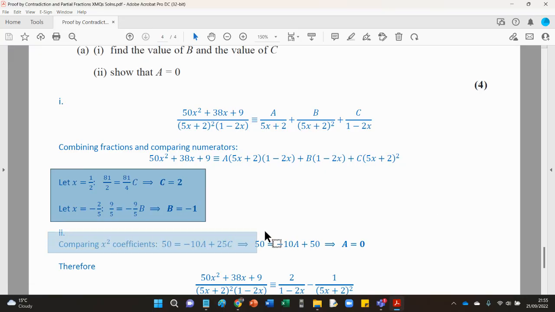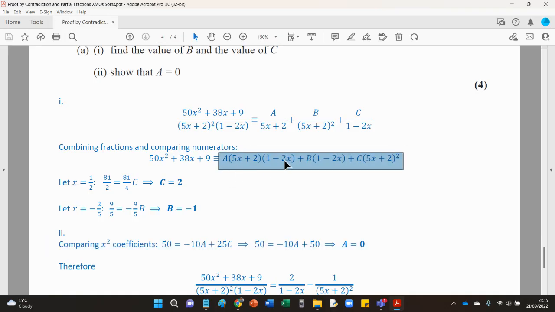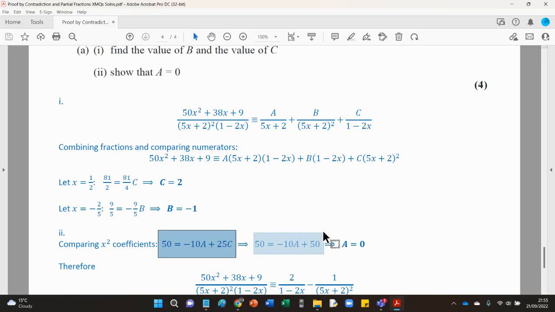Alternatively, we could compare x squared coefficients again. Not quite as simple as last time, because x squared terms on the right will come from 2 places now. A times 5x times minus 2x, that'll give you minus 10a x squared, and c times 5x times 5x, which will give you 25c x squared. On the left, we've got 50x squared, so we equate the coefficients, the numbers in front of the x squareds, and then we use the fact that we know c is 2, to simplify this equation into something even nicer, and therefore we find the value of a.